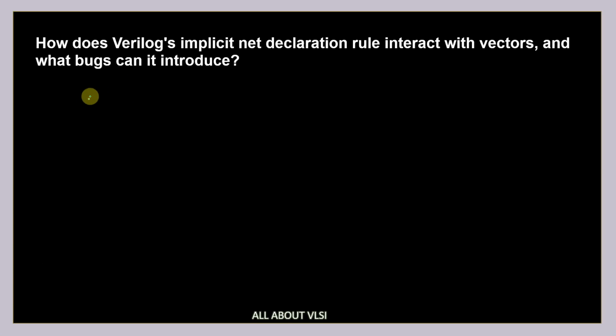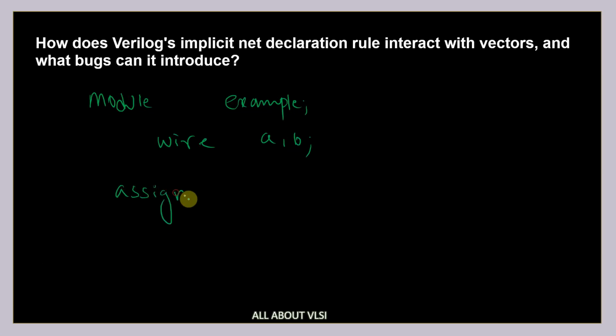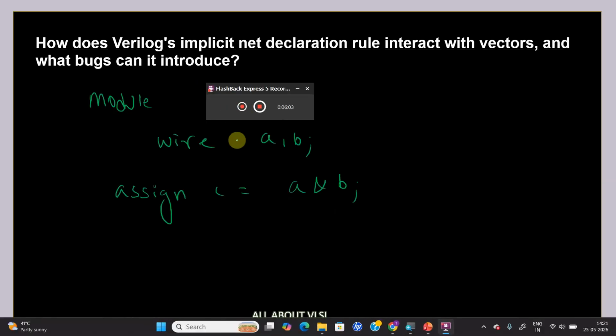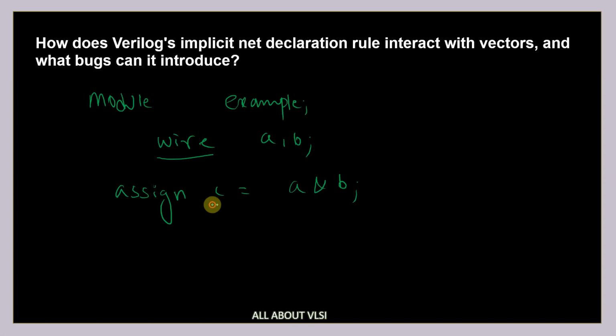Let's say I have a module declared, and the module name is example, right? This module has two wires, A and B, and somehow I write assign C is equal to A bitwise AND B. Now, here I haven't declared any variable C, but if I run this code in my simulator, it is not going to give any error. There will be no compilation error, and C will be declared implicitly. So this is nothing but my implicit net.